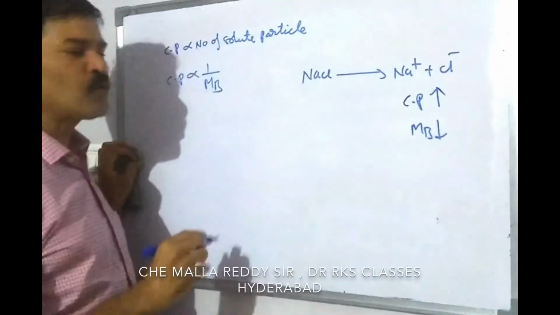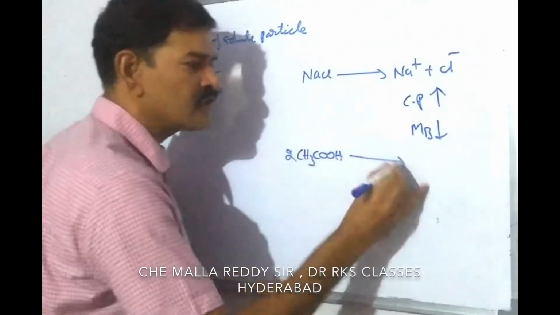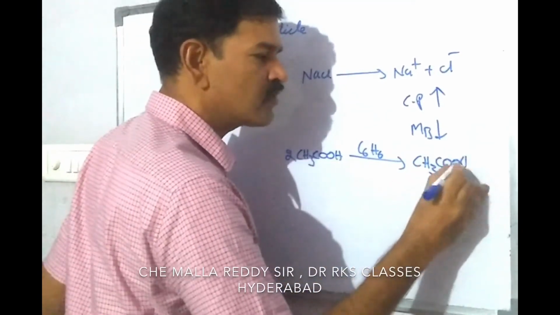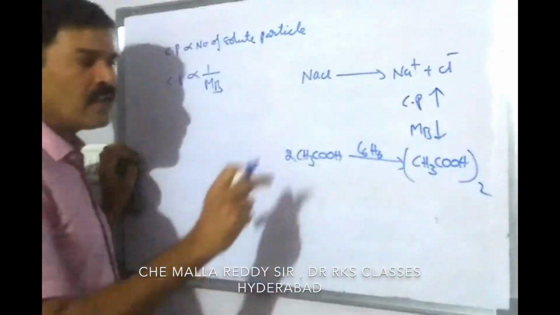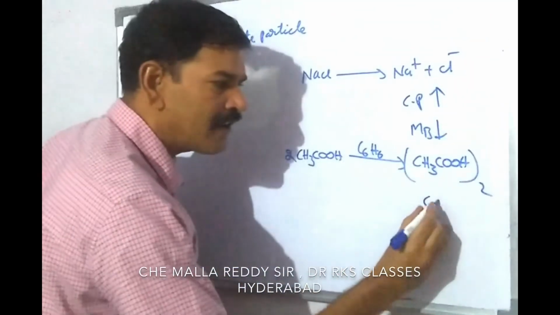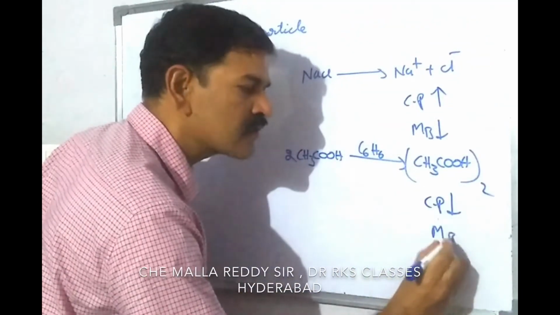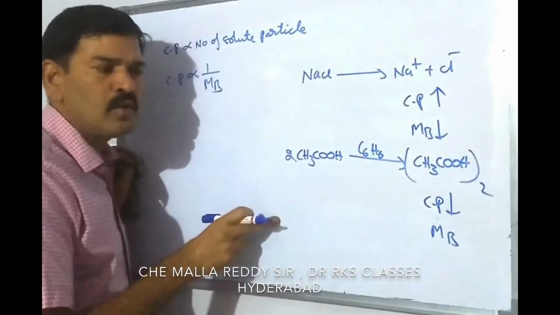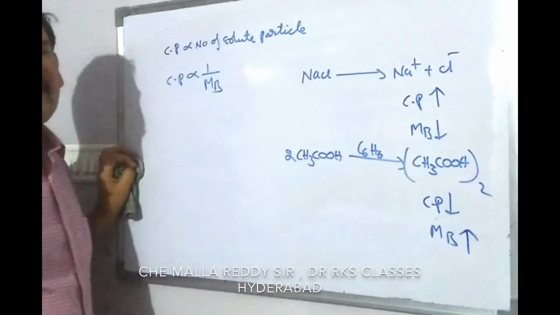Similarly, in the case of associated solutes, for example, acetic acid, two molecules are dissolved in benzene, C6H6. This acetic acid undergoes association, and you get one molecule. Two molecules are converted into one molecule. In the case of associated solutes, the number of particles decreases, so colligative properties decrease. When colligative properties decrease, molecular weight increases. This is the observed molecular weight. In the case of associated solutes, the observed molecular weight is more than the theoretical molecular weight.